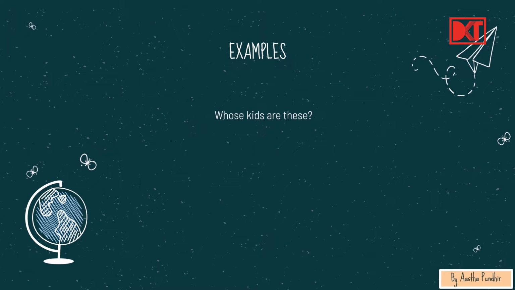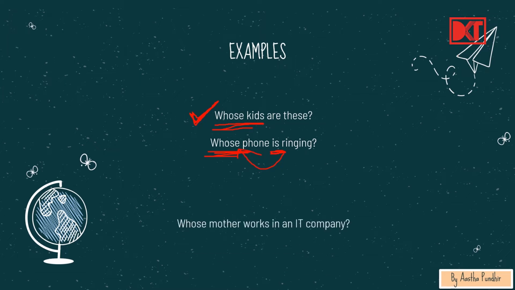Like we have the example here, whose kids are these, which means we are asking who are the parents of these kids, or who these kids are with. So belongingness and ownership, for that we are asking whose. And whose phone is ringing? Again, ownership, we are asking about the ownership of what? The phone which is ringing. Ownership of that phone we are asking through whose.